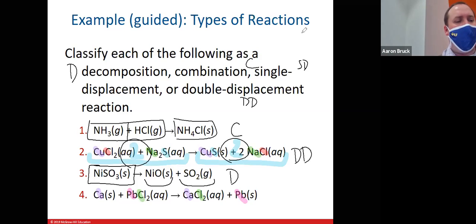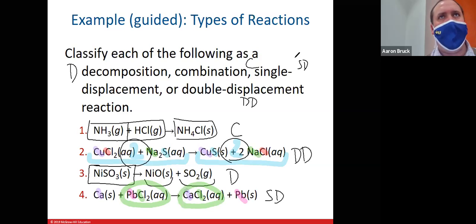It's a matter of how many reactants are compounds. And I can see that I only have the 1 compound here and the 1 compound here. Calcium and lead are elements on each side of the reaction. This is a single displacement. An element is turning into a compound, which is breaking apart and giving us a new element. Only 1 compound on each side.